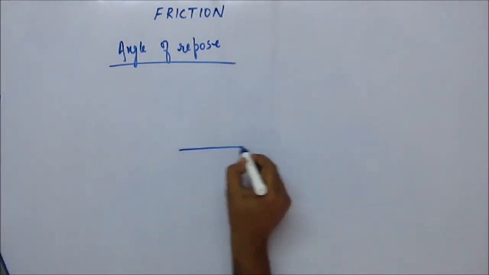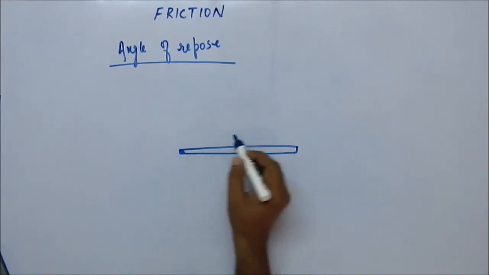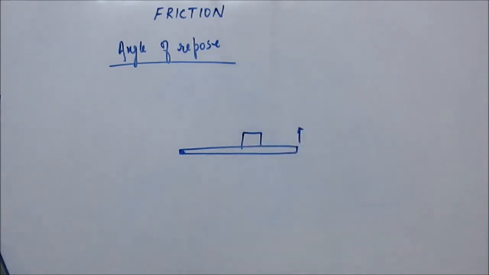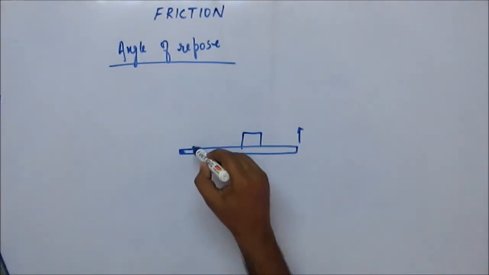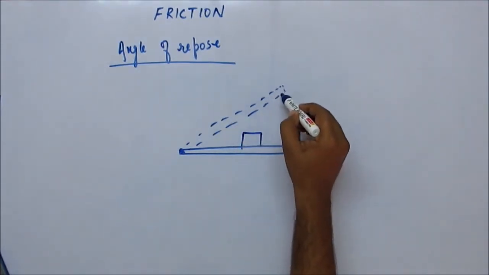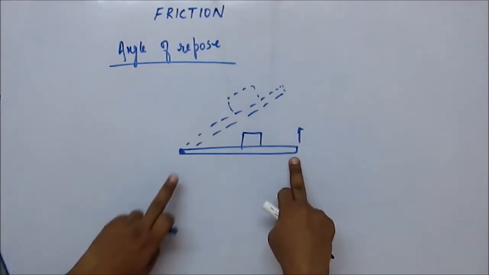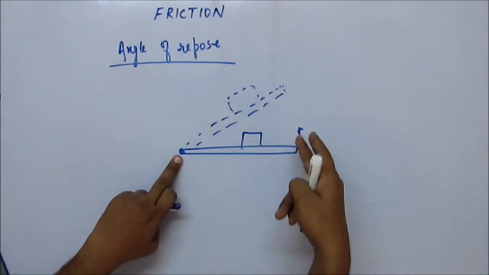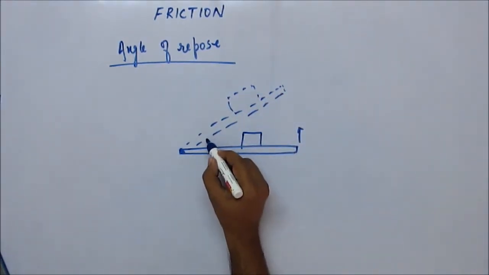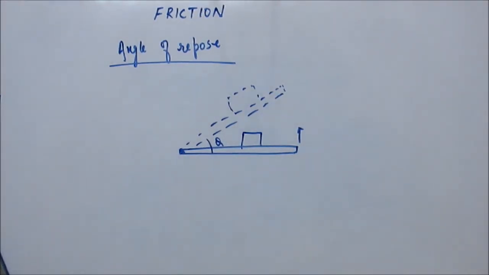Now suppose this is a surface, and suppose it is hinged at this end and a block is kept, and from this end you are lifting this plank. Now at certain position, at certain inclination with horizontal, the block will start to slide on the plank. You're rotating it about this point, and at certain point the block will start to slide on the plank. The angle which the plank will be making with the horizontal at that moment, that angle is called angle of repose.